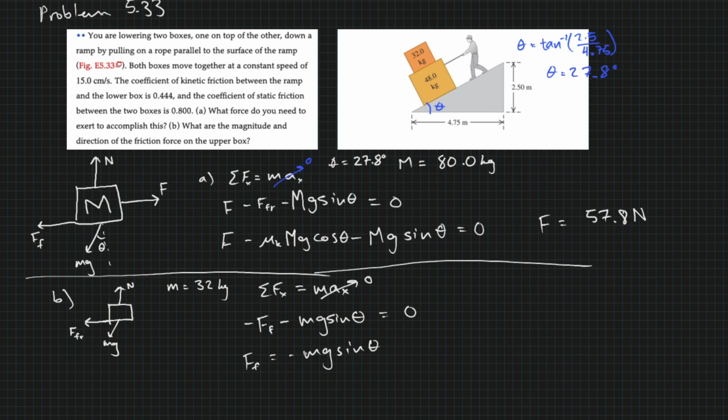And so here, all I need is to plug in my values for m, which we know is just the smaller box. That's 32 kilograms. Gravity is 9.8 meters per second squared. And then sine, the angle is, what did we say? We said 27.8 degrees. And this is our force of friction. And so force of friction becomes 146 newtons.